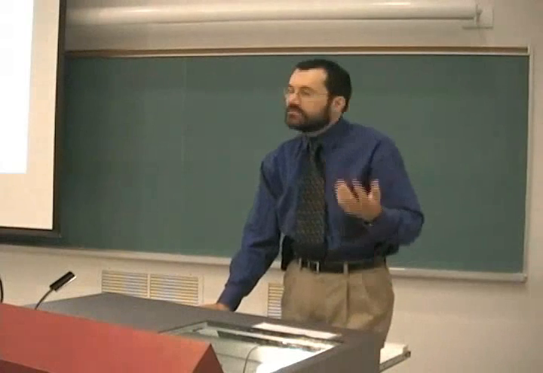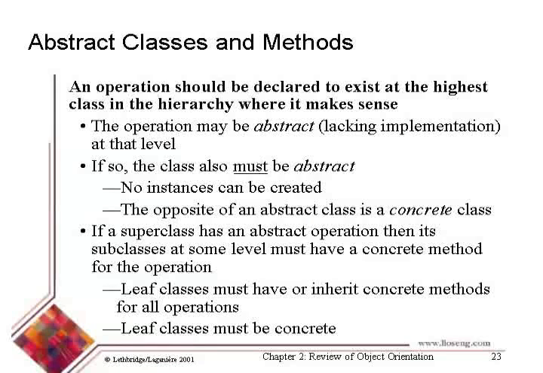Following logically from that, if a superclass has an abstract operation, some higher level class has an abstract operation, then its subclasses at some level, it doesn't matter what level, must have a concrete method for the operation. By the time you get to the leafs, all the leafs must have all these concrete methods for all operations, and leaf classes must be concrete. It doesn't make any sense to have an abstract leaf class because it's useless. You can't do anything with it.